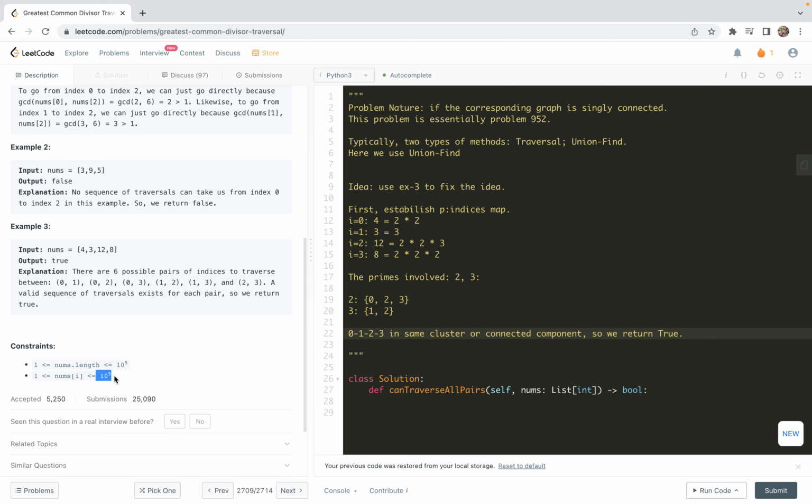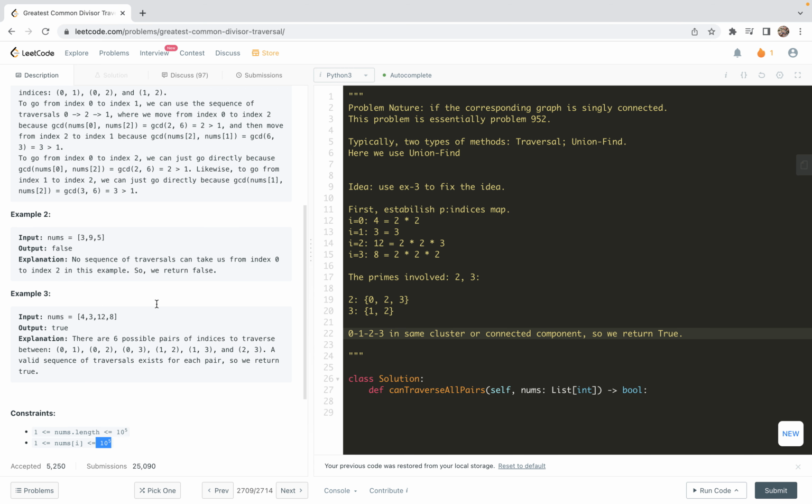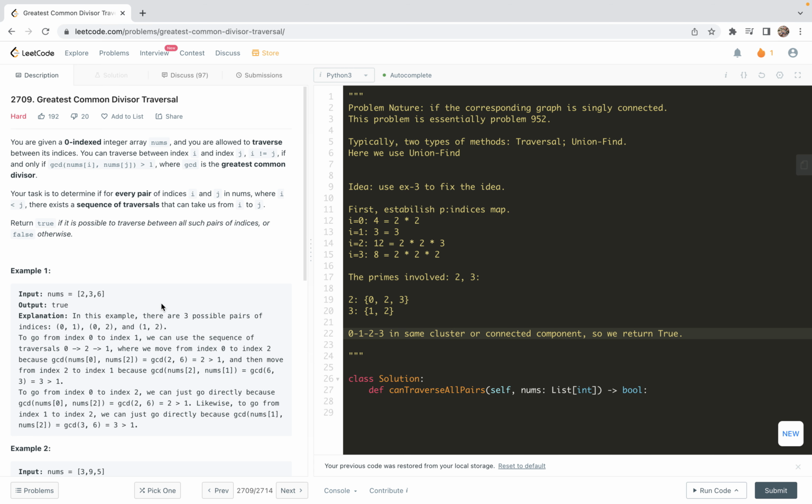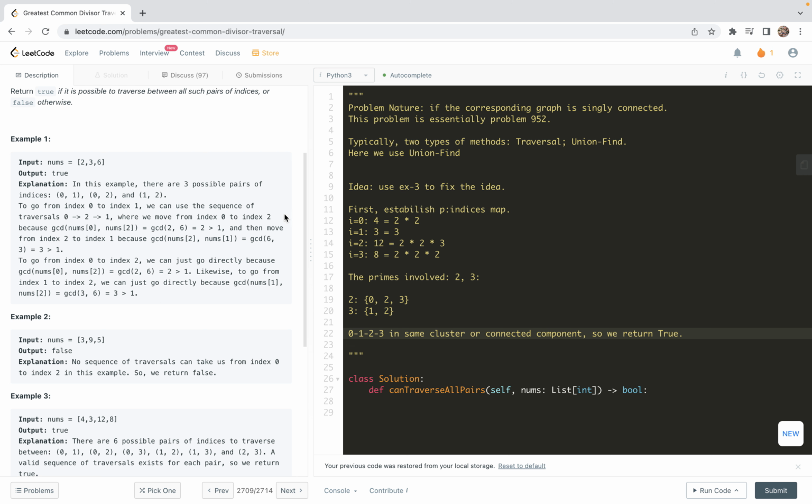There are three examples. In the first example and the third example the returns are true, and the second one is false. In the second one, we can traverse between index 0 and 1. However, we cannot arrive at 5 from either 1 or 2.